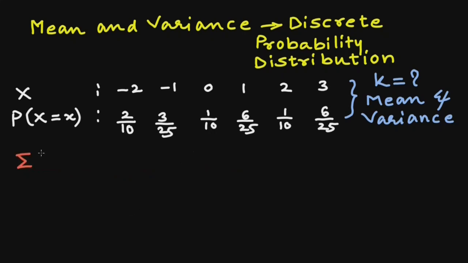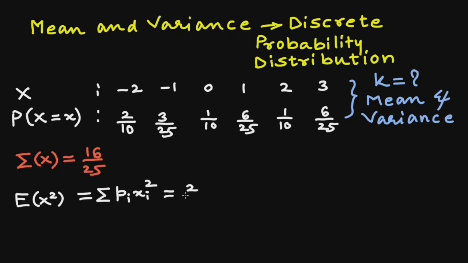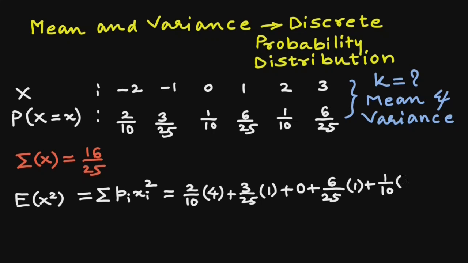We have found expectation E(x), 16 upon 25. Now we will find expectation of x square, that will be summation pi xi square, which is 2 upon 10 multiplied by square of minus 2, 4, plus 3 upon 25 into square of minus 1, 1, plus 0, plus 6 upon 25 multiplied by 1 square, 1, plus 1 upon 10 square of 2, 4, plus 6 upon 25 multiplied by square of 3, 9.